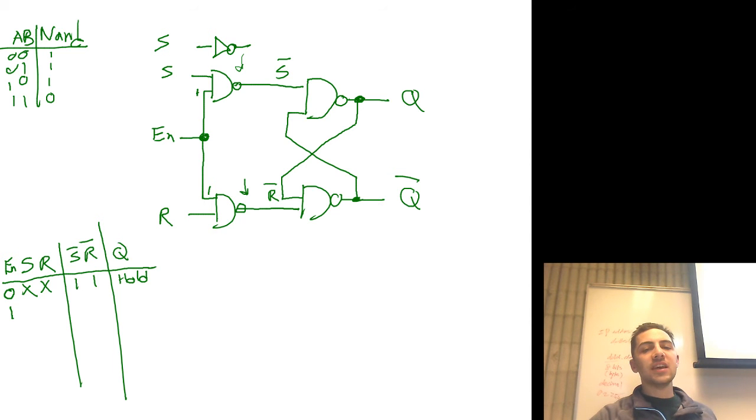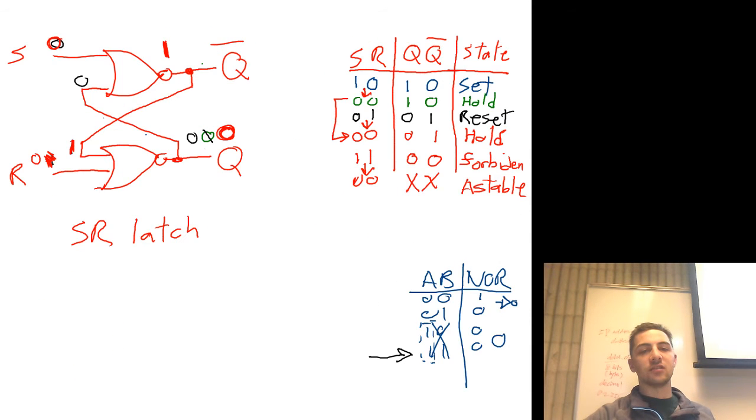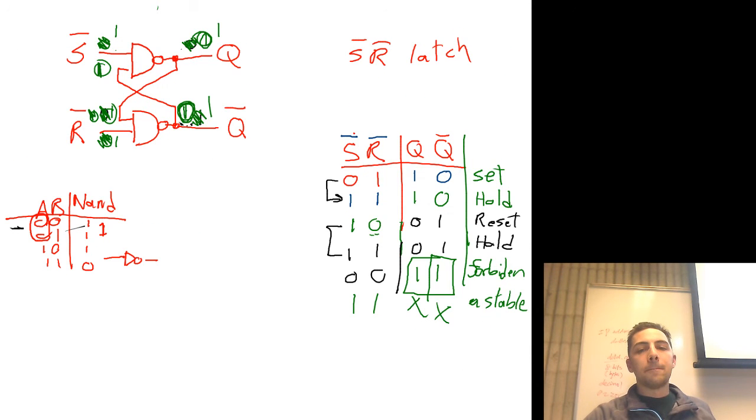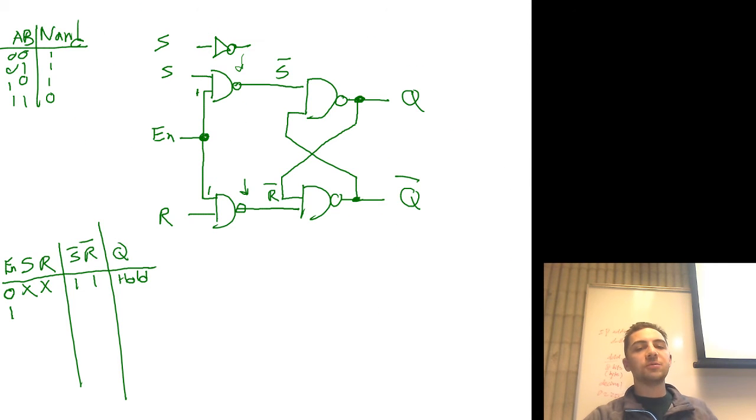So I think it's easier to start with NOR gates. Let's just back up a second. It's easy to start with NOR gates. 0, 0 is hold. You put a 1 on S, you set the bit. When you put a 1 on R, you reset the bit. Makes sense logically. But from here on out, we're going to be using NAND gates. Even though it's active low logic, once we start adding control circuitry to this, it goes back to active high logic. Everything here is active high.